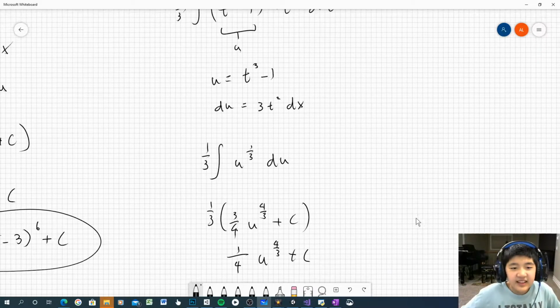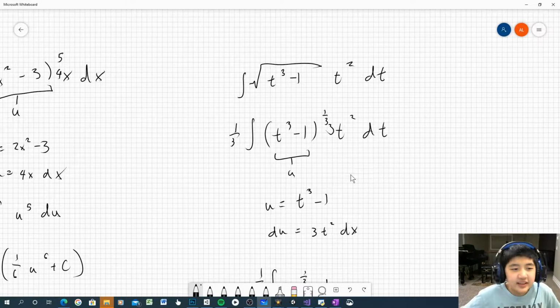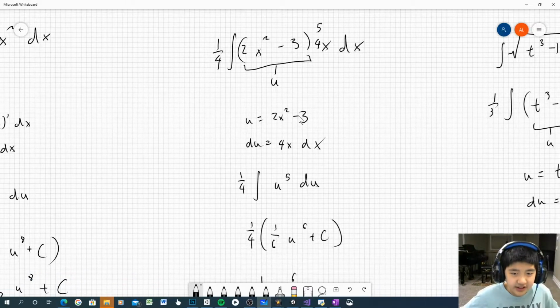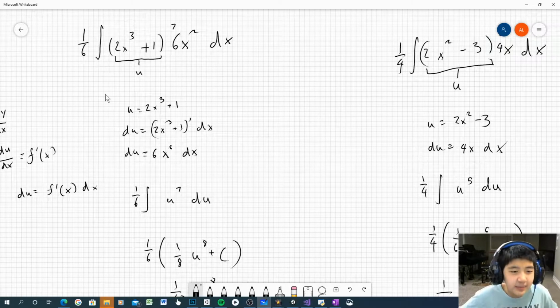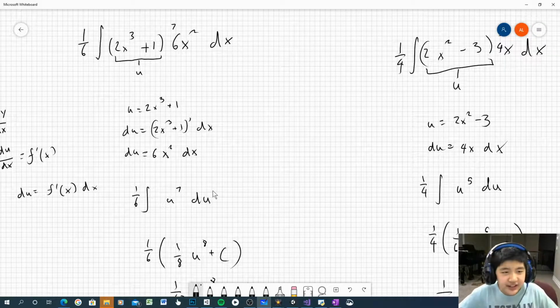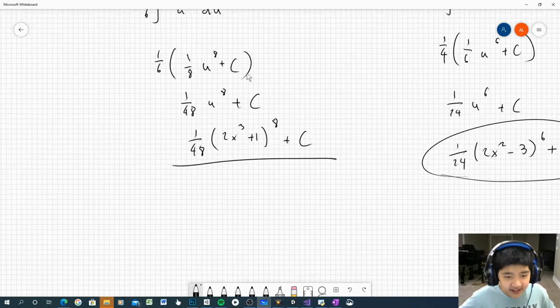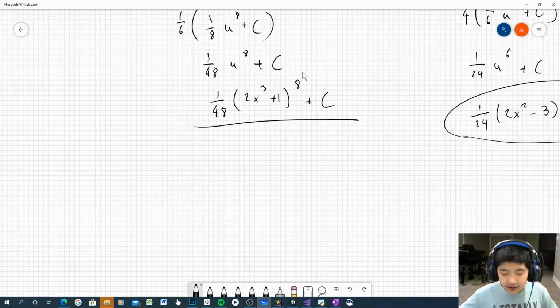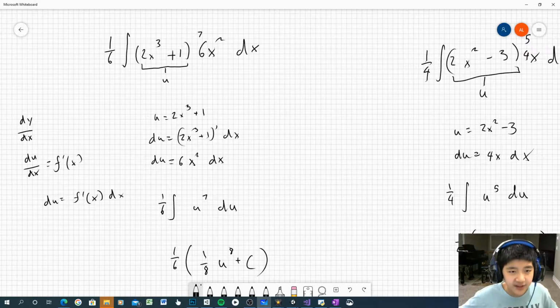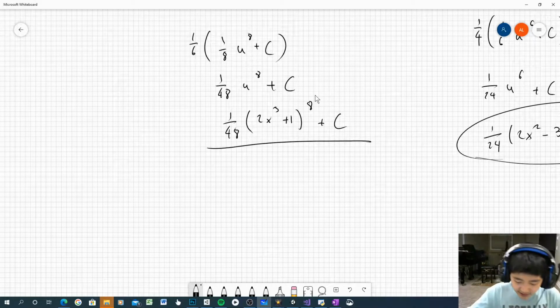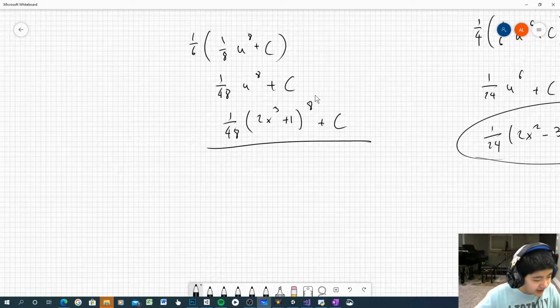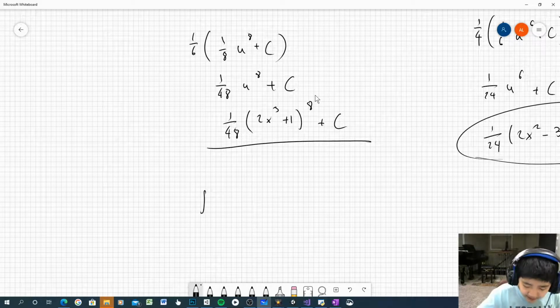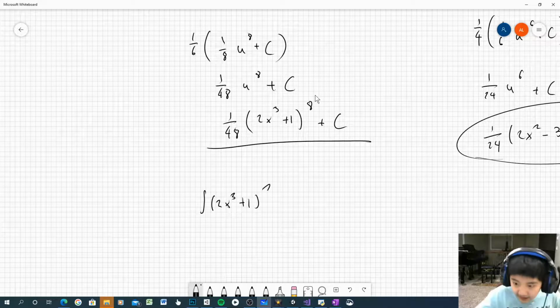These formulas and methods are all what we use, but there's always a part where we have to find u and take the du. Well, there's a faster method. I'm going to call this the faster method. Let's solve this using another method. Let's go back to the original question: what is the integral of (2x to the power of 3 plus 1) to the power of 7 times x squared dx?